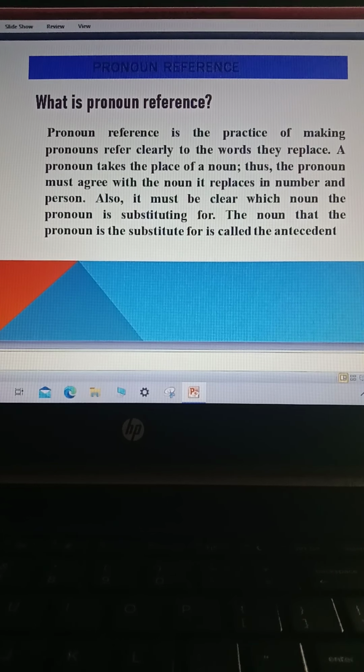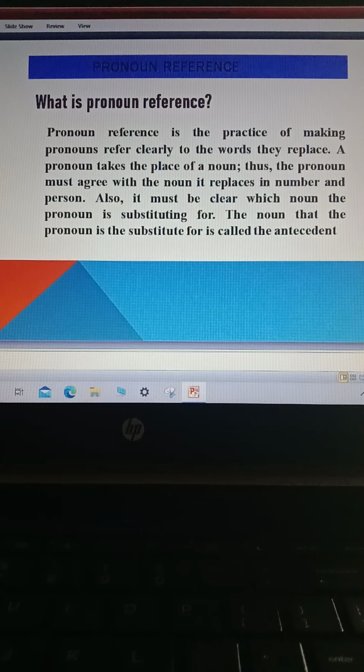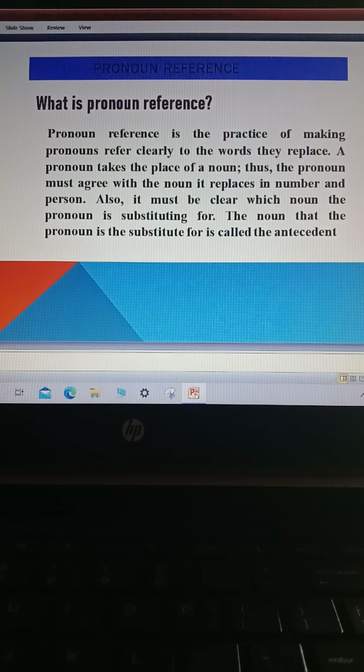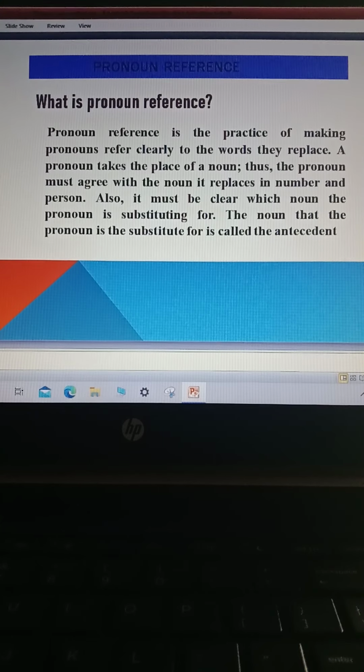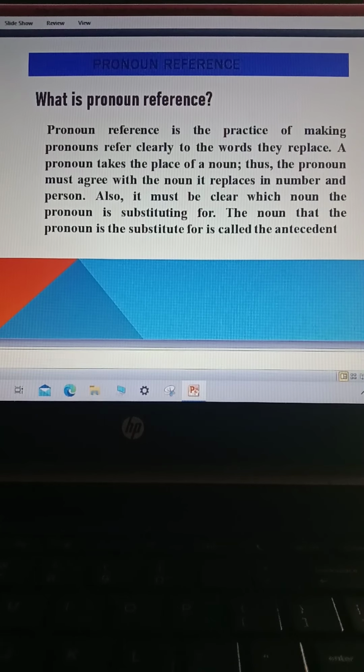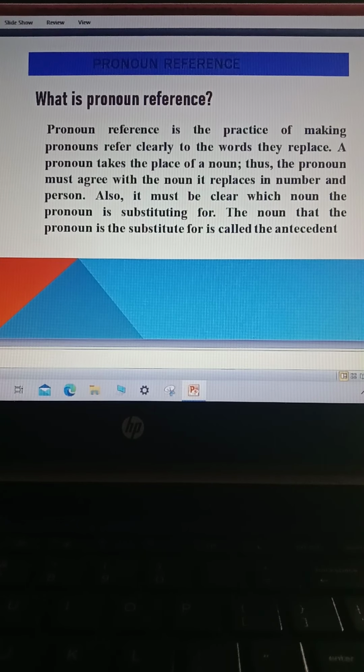Students should always bear in mind that the antecedent is very important here, and the number and the person, which are closely related to the noun, are the key point for solving pronoun reference. Let's see some basic rules for pronoun reference. Then I will discuss an exercise, that is a passage.